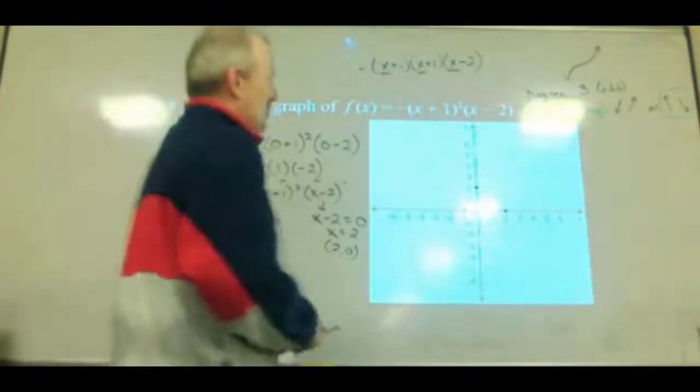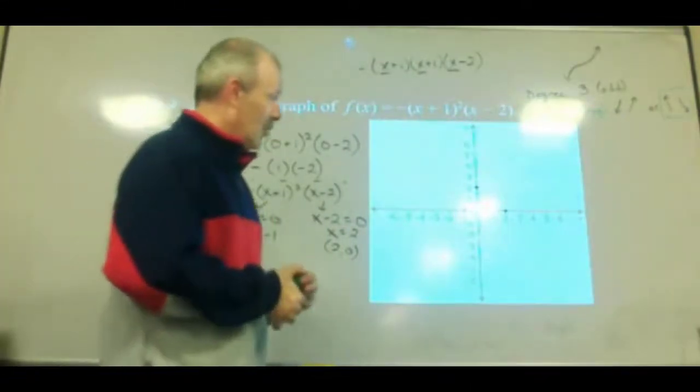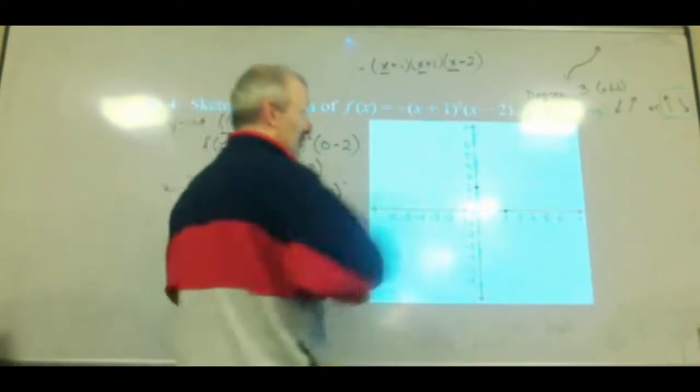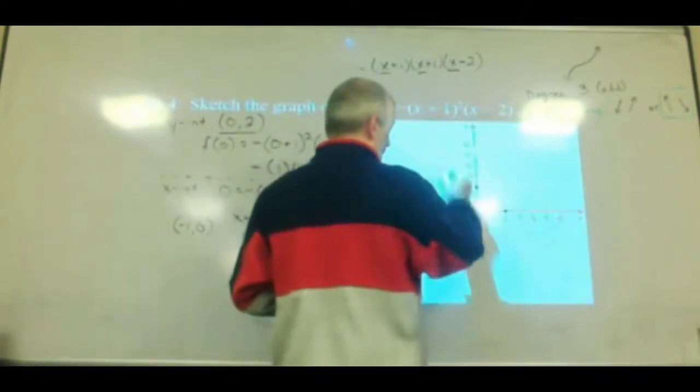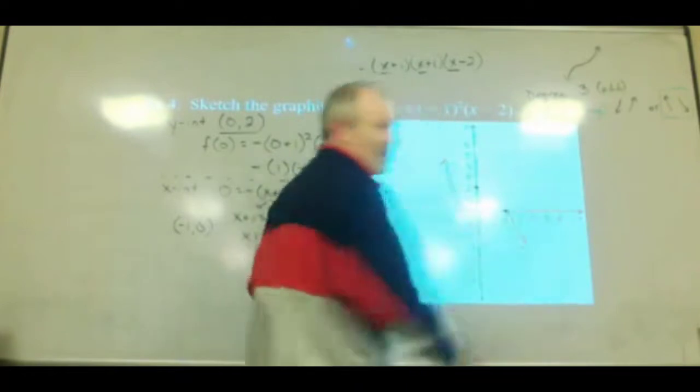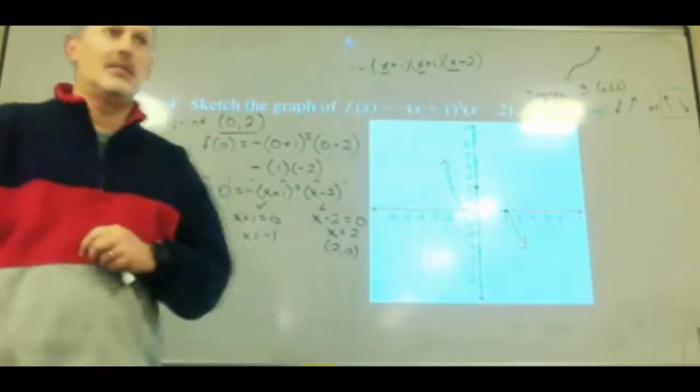Okay, and so here's what that means. With these sorts of functions, basically what we can do then, if we know it's up on the left and down on the right, we can just draw our curve going up here and down here.